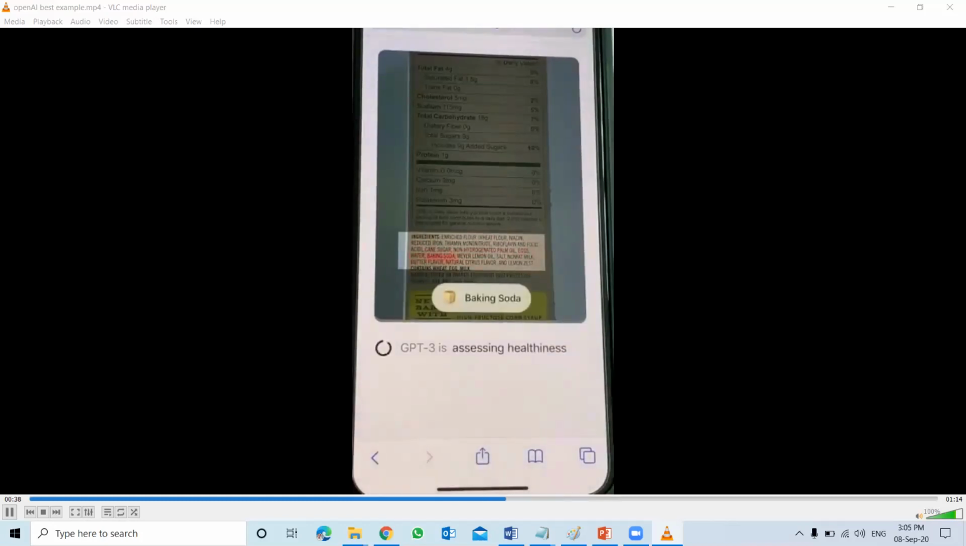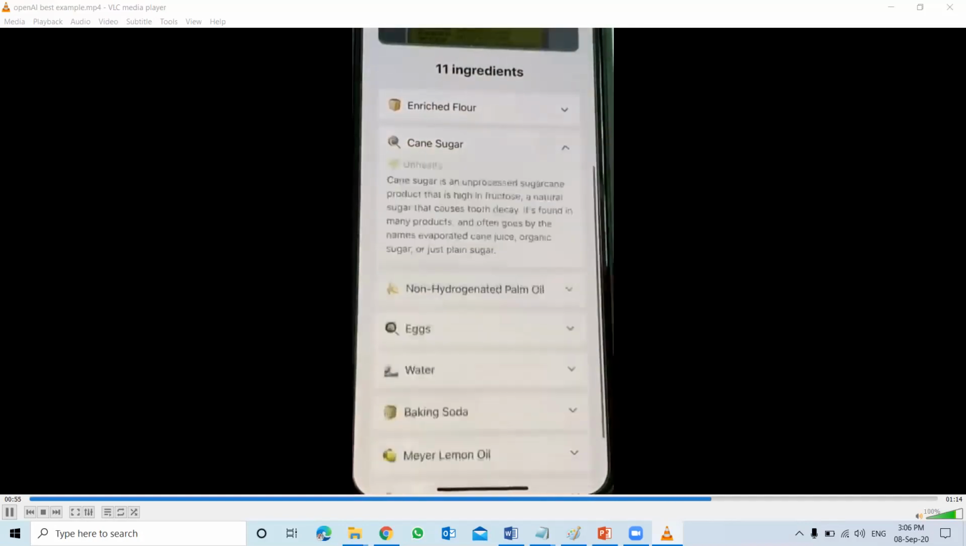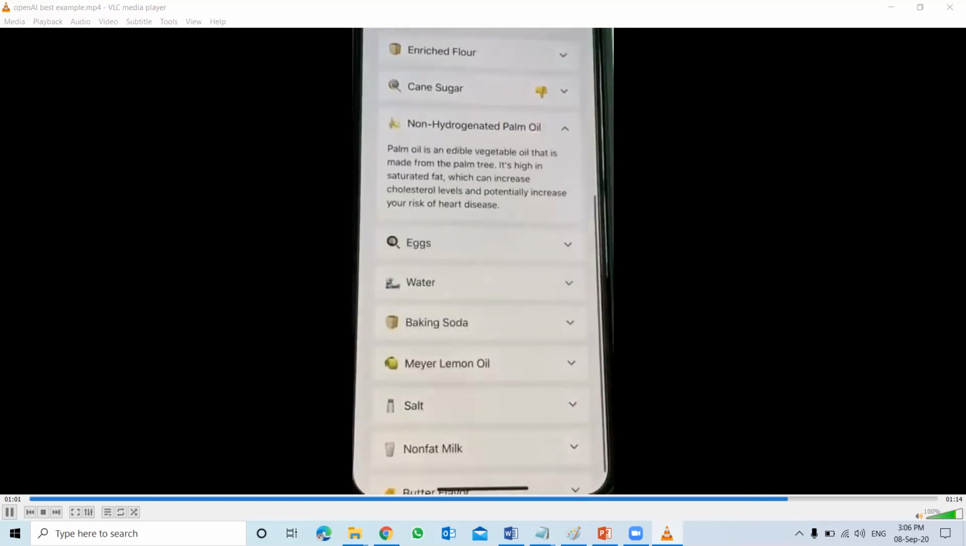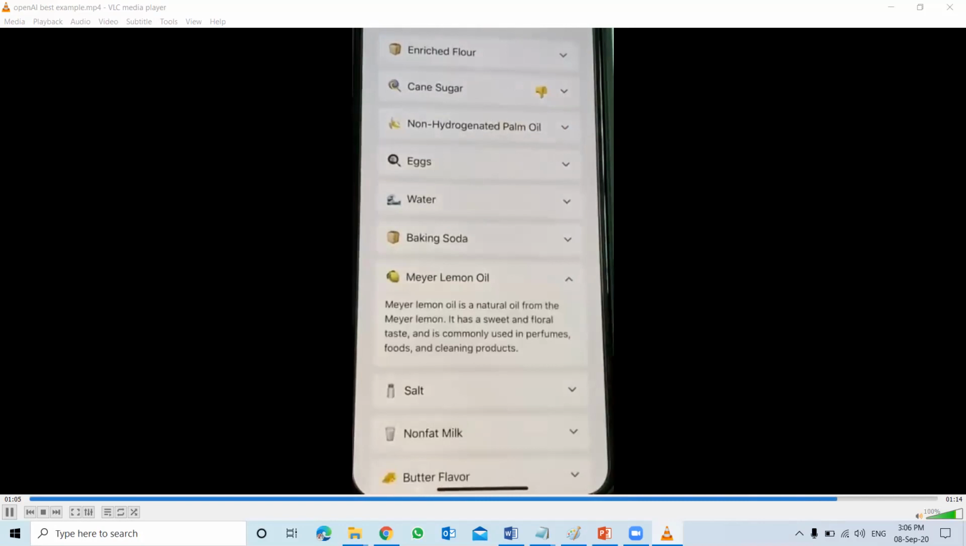Here, I want something with NLP. NLP means whether something is good or not good for the human body. So we are defining it with emojis. Now you can see that we have a total of 11 items. For example, can sugar is unhealthy, you can see the emoji. Next we have non-hydrogenated palm oil, lemon oil, and so on.